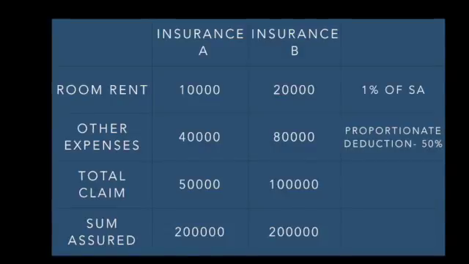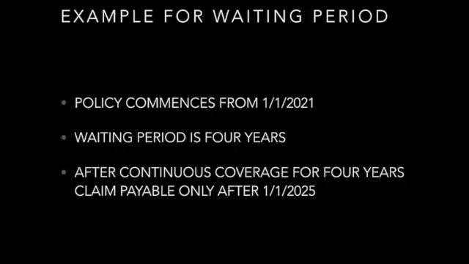Now let's move on to another topic called the waiting period. Waiting period is a certain span of time before which the claim becomes inadmissible. Some policies have a waiting period of 4 years for pre-existing illnesses and joint replacement surgeries. Some policies have a smaller waiting period for cataract, maternity cover, etc.